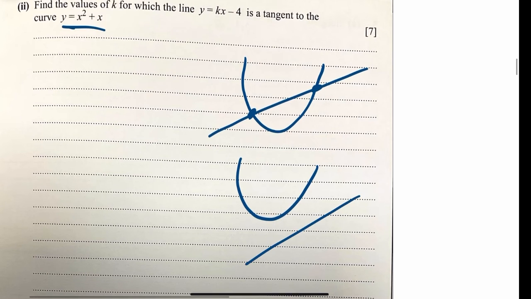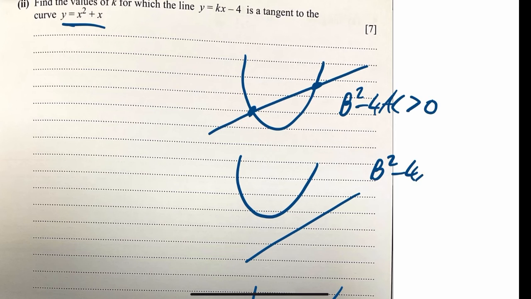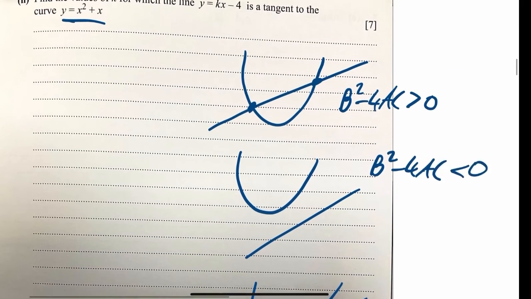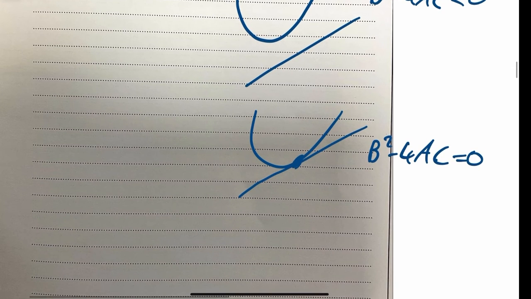It could maybe not cut it at all, or you've got your curve and it is a tangent to it. So in this case, your discriminant b squared minus 4ac is going to be greater than 0 for this one, because there are 2 solutions. This one, b squared minus 4ac, is going to be less than 0 because there are no real solutions. And the last one here, b squared minus 4ac is going to be equal to 0. So I think that's what we're looking for. Tangent, yep. So we're in the last situation. That's what we're going to do.